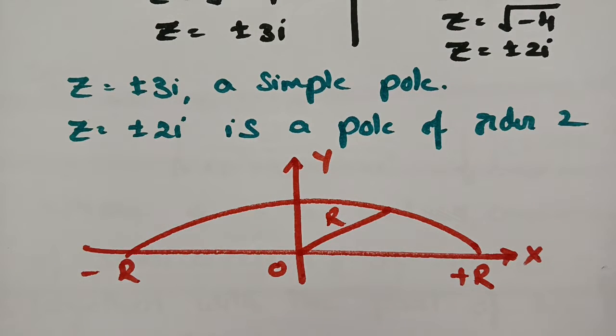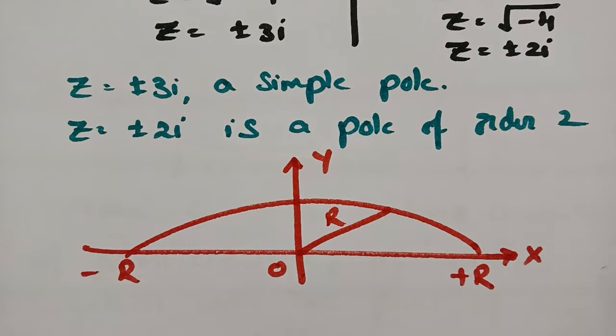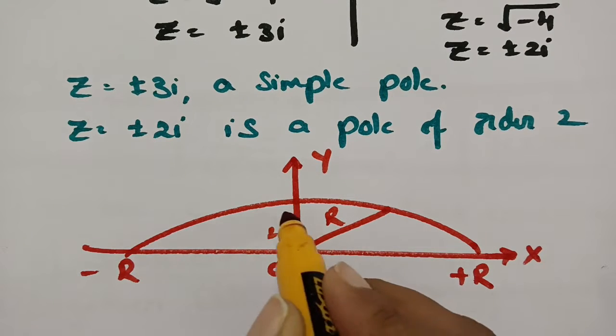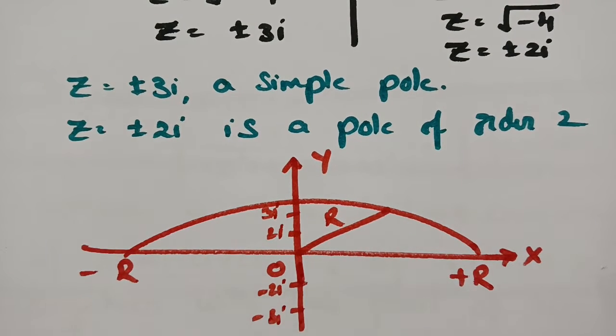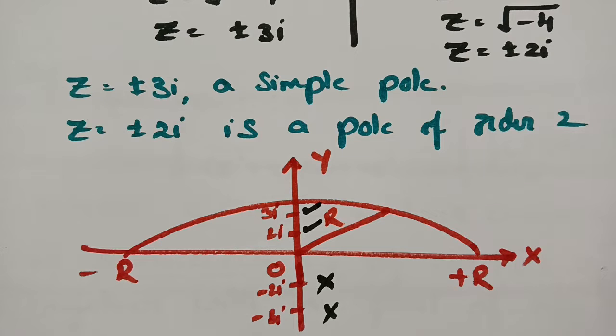And see, I'll check whether these two are inside, on, or outside the given contour. So +2i is within this one. So this is +2i and this is +3i. So here if you observe, this is i, this is -2i and this is -3i. So these two are outside the given contour, and +2i and +3i are within the contour.